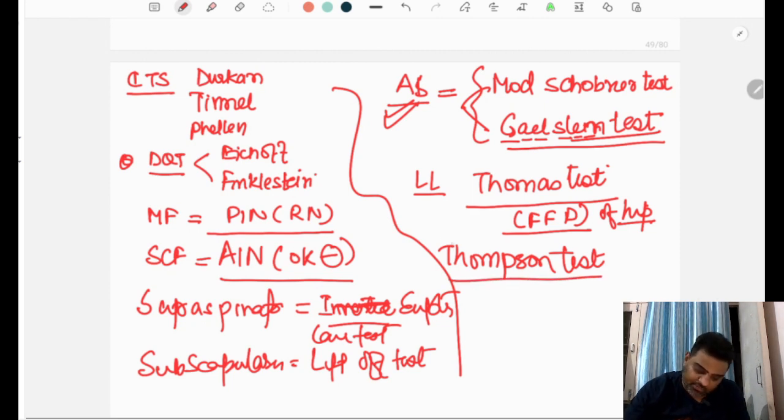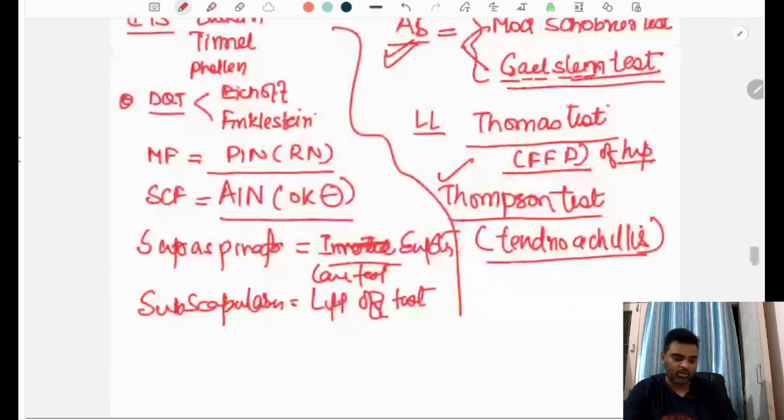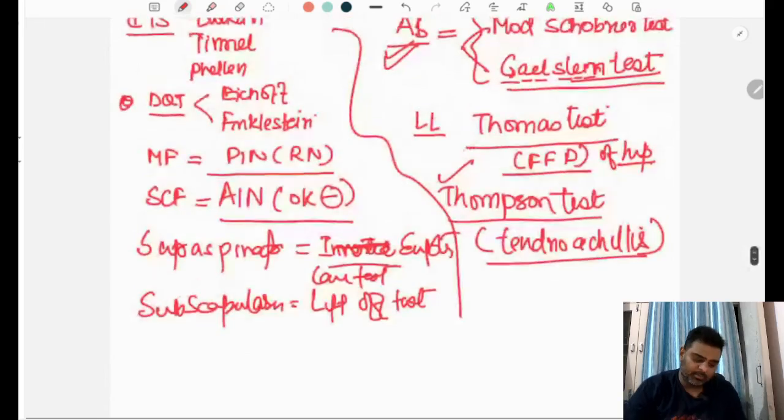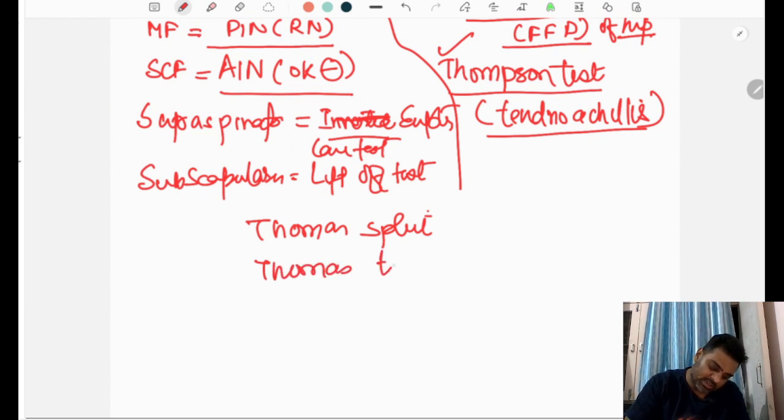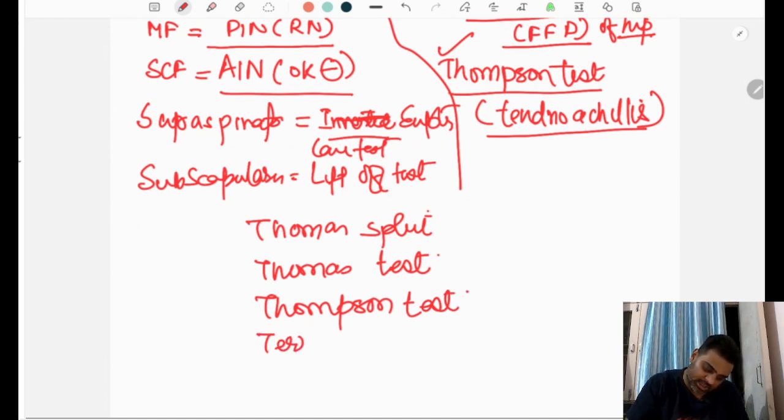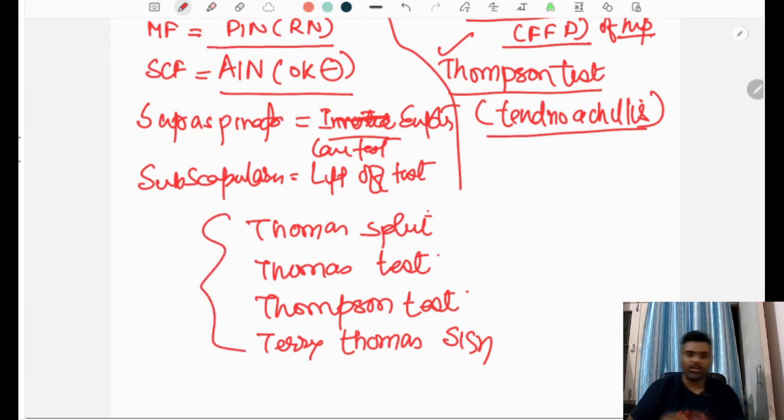So Thompson test, T for Thompson, T is for tendo Achilles. It is done for the tendo Achilles. Please remember, there is a Thomas splint, then the Thomas test, then the Thompson test, and then there is the Terry Thomas sign. These are the four names.